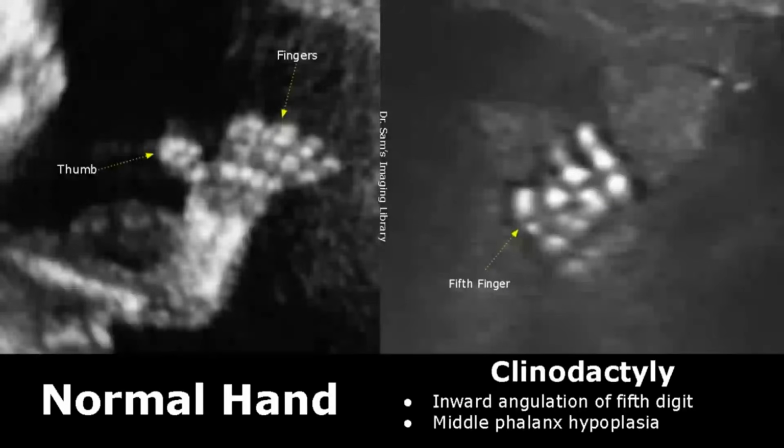Clinodactyly is a condition in which there is abnormal angulation of interphalangeal joint. It usually affects the fifth finger. There is hypoplasia of middle phalanx, that is, this bone of the fifth finger. It does not develop properly, which causes inward angulation.